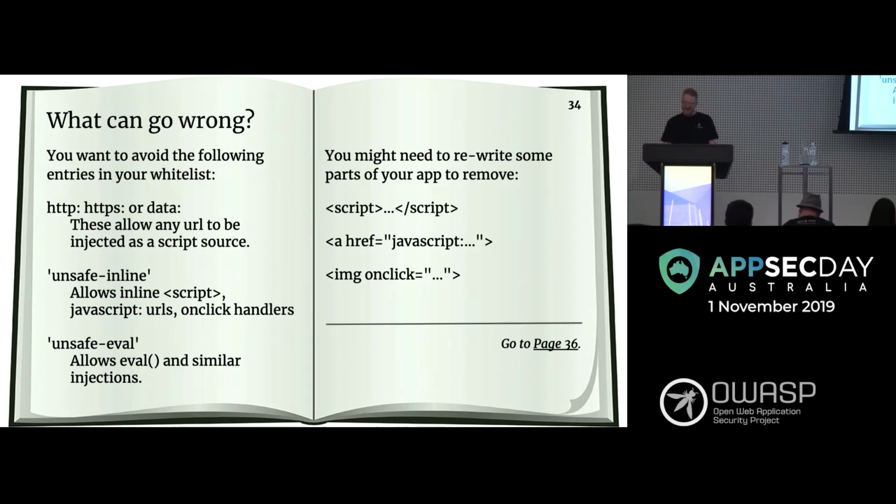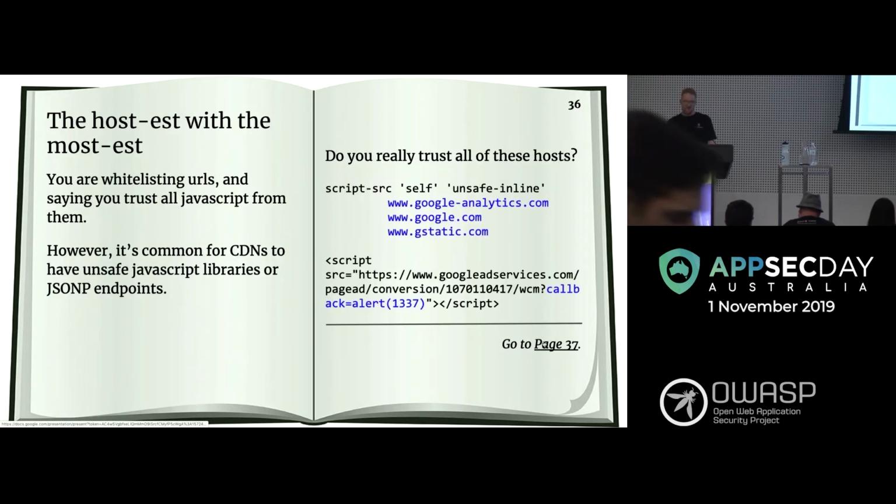And, you know, you've got on-click handlers for images and stuff like that. So you probably need to rewrite those bits of your app, or you might end up having to allow unsafe things. Still better than nothing. But the other problem with it is that the whitelist approach is fundamentally flawed, because you're saying you trust everything under www.google.com, gstatic.com, and Google Analytics. That's what's required just to get that JavaScript beaconing.